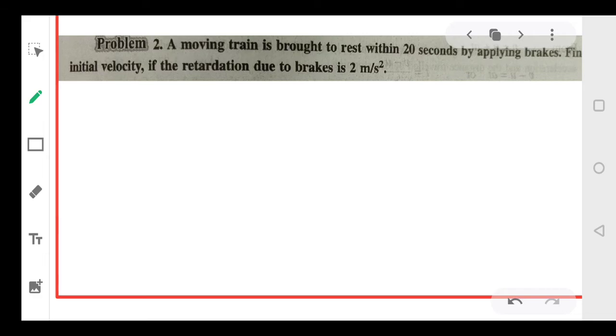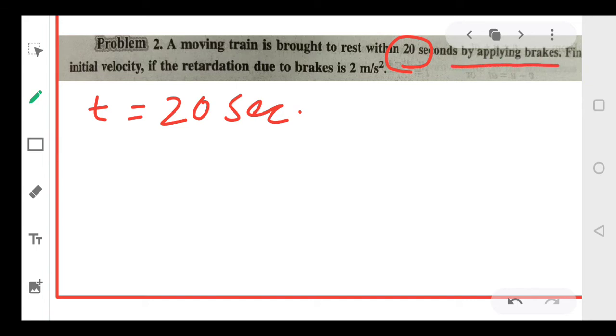The second problem we are taking. Again, read the question very carefully. A moving train is brought to rest within 20 seconds, isn't it? So time is 20 seconds. You've been given the time, 20 seconds, by applying brakes.